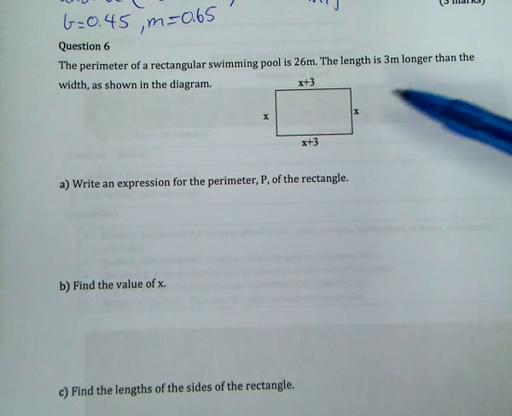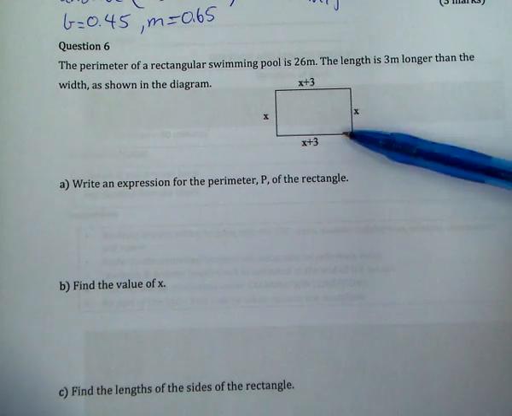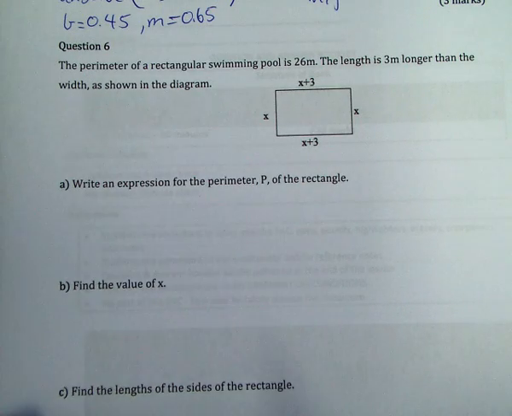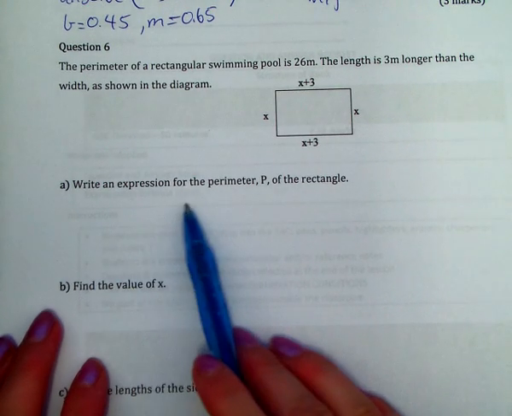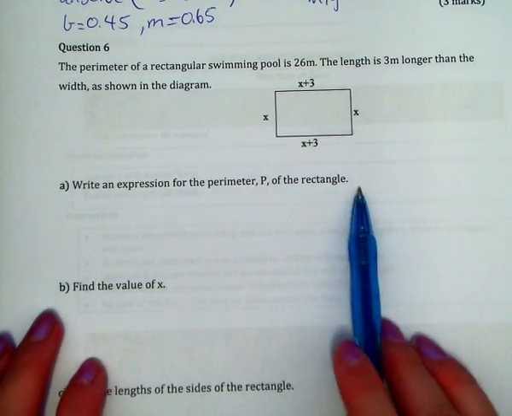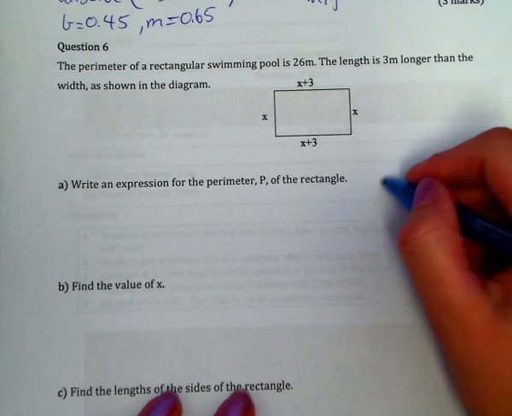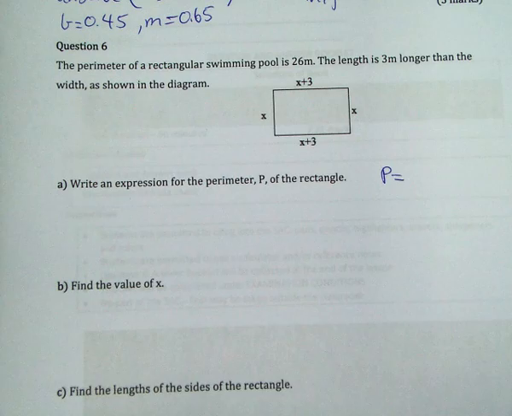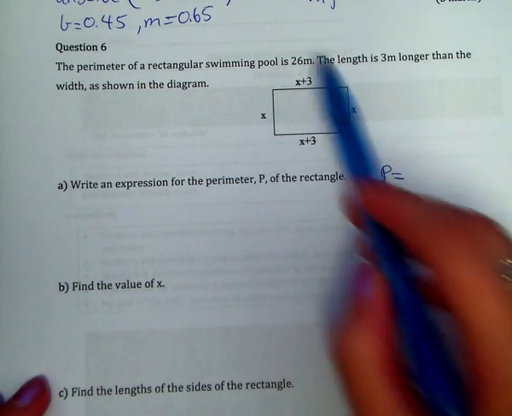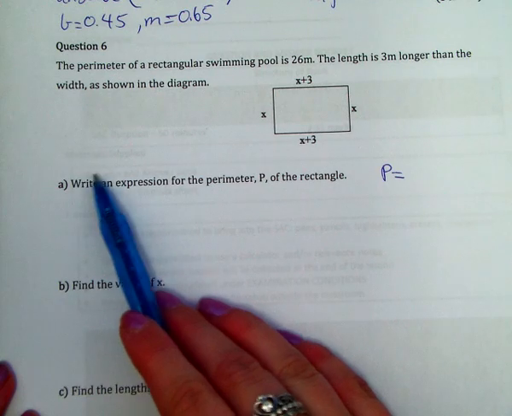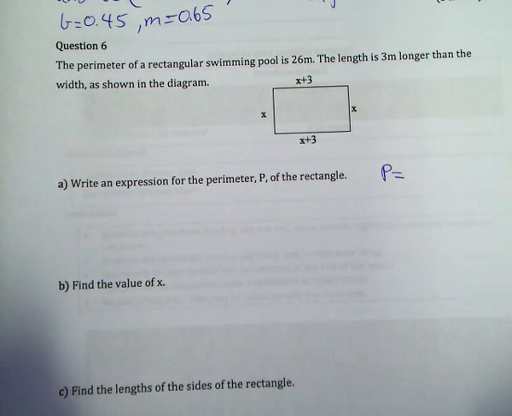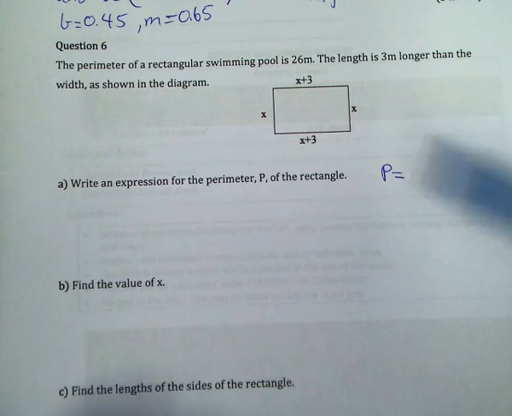One common error found when marking these was you've really got to read the question carefully. If the question says write an expression for the perimeter P of the rectangle, that means we want an equation for P equals. A large number of students went too far and started filling in the value 26 for our perimeter, but it's asking us to write an expression for the perimeter P. So that means we want a general rule that states the perimeter of this rectangle.